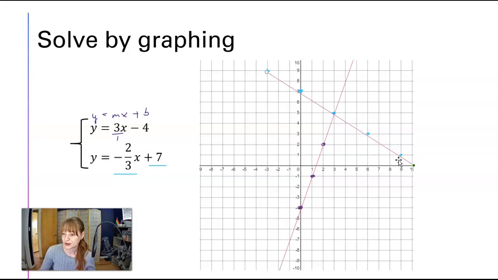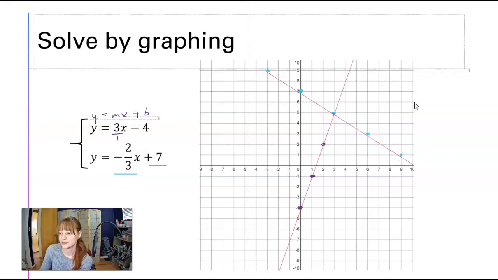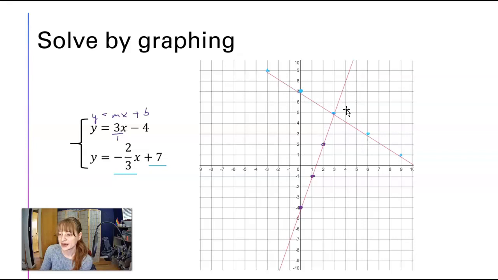So now we have both of those equations graphed. This is our first graph. This is our second graph. And where they intersect is going to be our solution. So you can see right there, it intersects at 3, 5. So that is our answer here. And we write our answer as an ordered pair. Or we could also say x equals 3, y equals 5. Same difference.